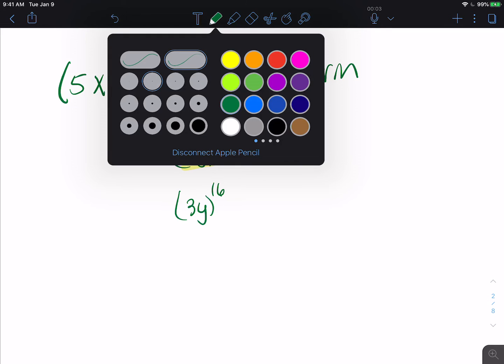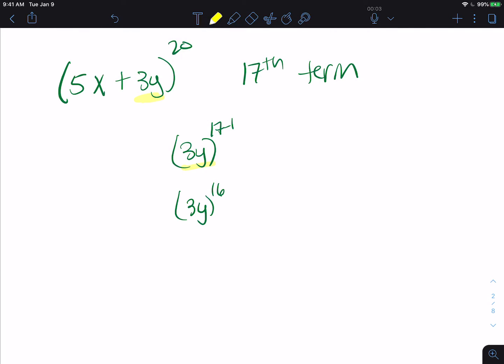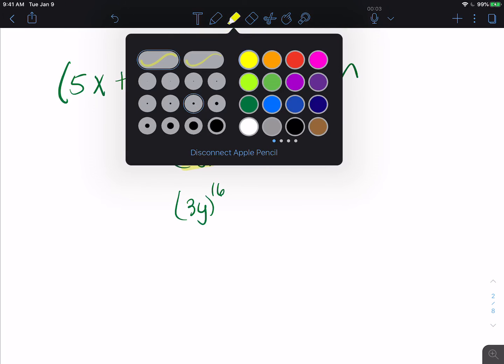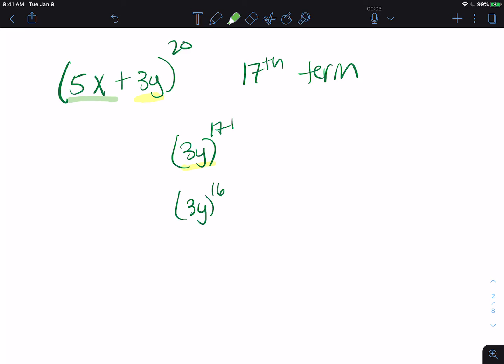Then I'm going to do the 5x, and I'm going to take that to the power so that they add to 20. Right? So if this is 16, I'm thinking 16 plus what equals 20? Well, 16 plus 4 equals 20. So this will be 5x to the 4th.